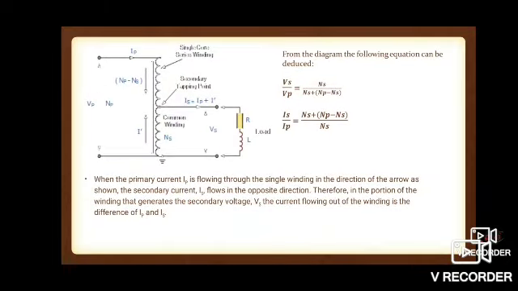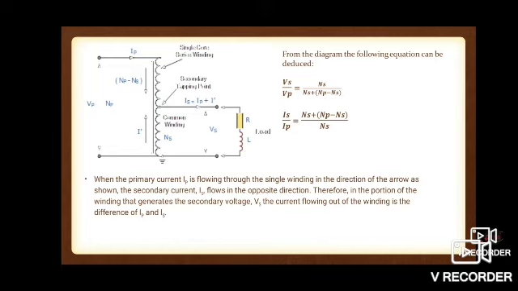See the diagram. From the diagram, the following equations can be deduced. That is, Vs divided by Vp is equal to Ns divided by Ns plus Np minus Ns, and Is by Ip is Ns plus Np minus Ns divided by Ns. It is called as turns ratio for the auto transformer.